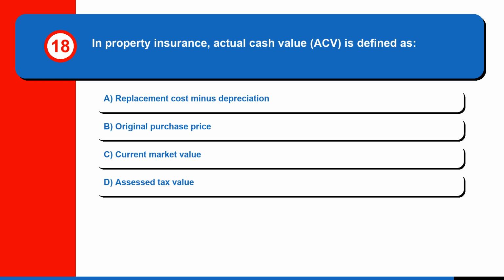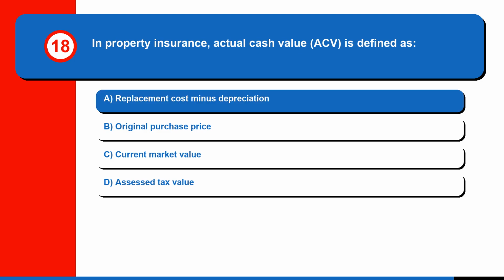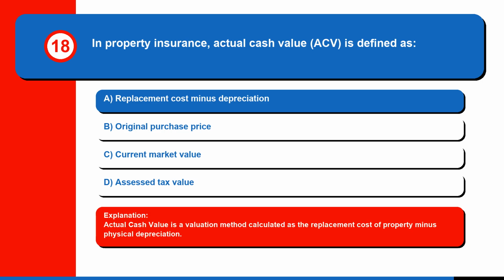Question 18. In property insurance, actual cash value, ACV, is defined as A. Replacement cost minus depreciation. B. Original purchase price. C. Current market value. Or D. Assessed tax value. The correct answer is A. Replacement cost minus depreciation. Actual cash value is a valuation method calculated as the replacement cost of property minus physical depreciation.